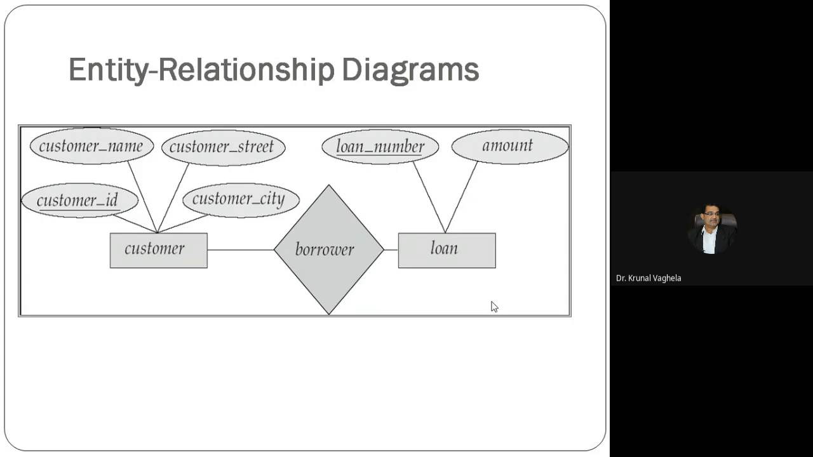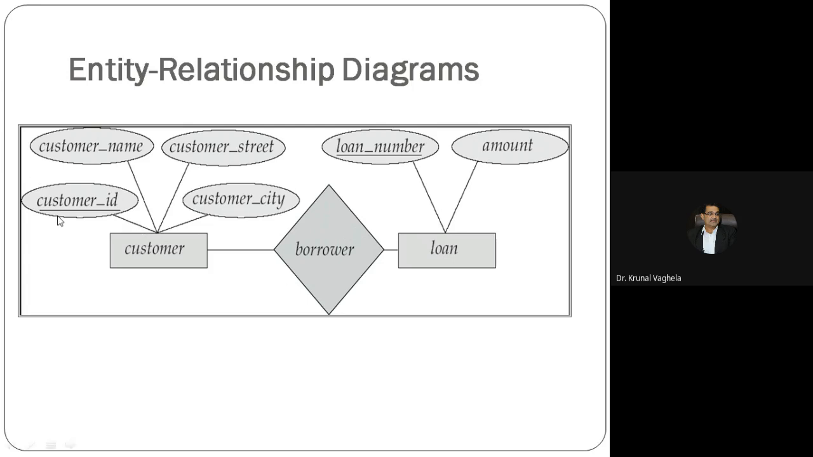Now, how are both related with each other? Because if I have taken a loan, I am a borrower, I have borrowed money from the bank, so the relationship is borrower. So customer entity set and loan entity set are related by the borrower relationship set. Got the point?